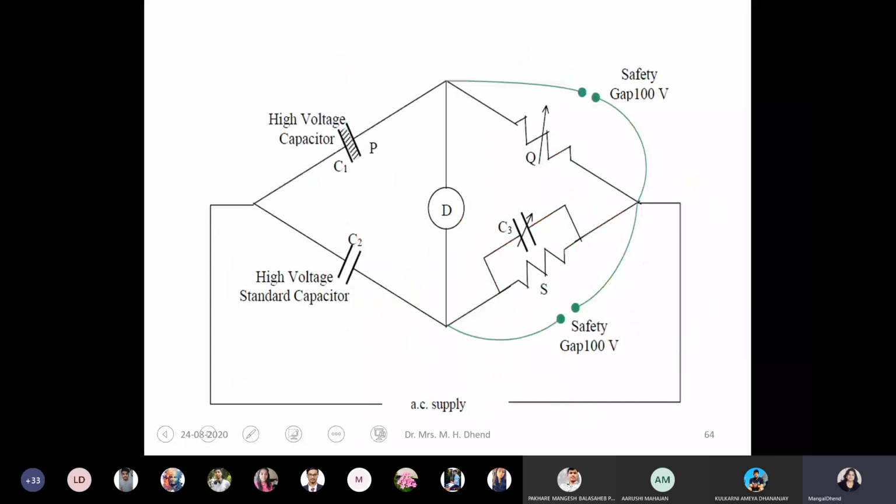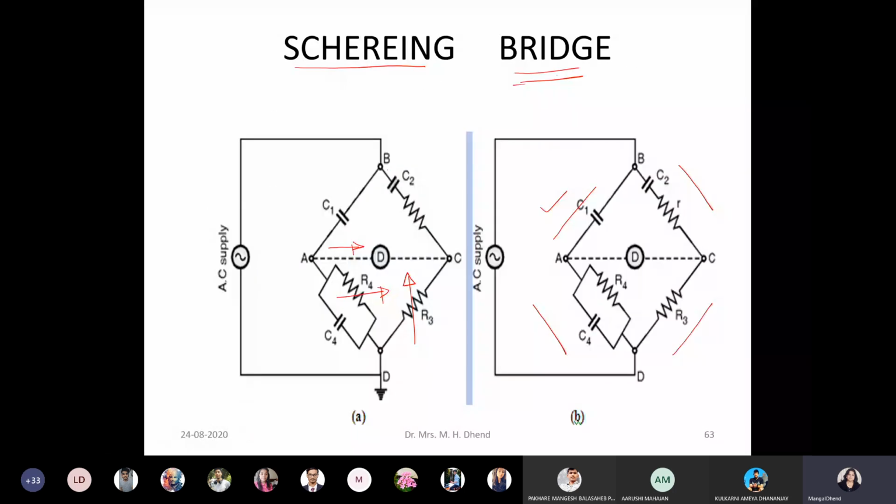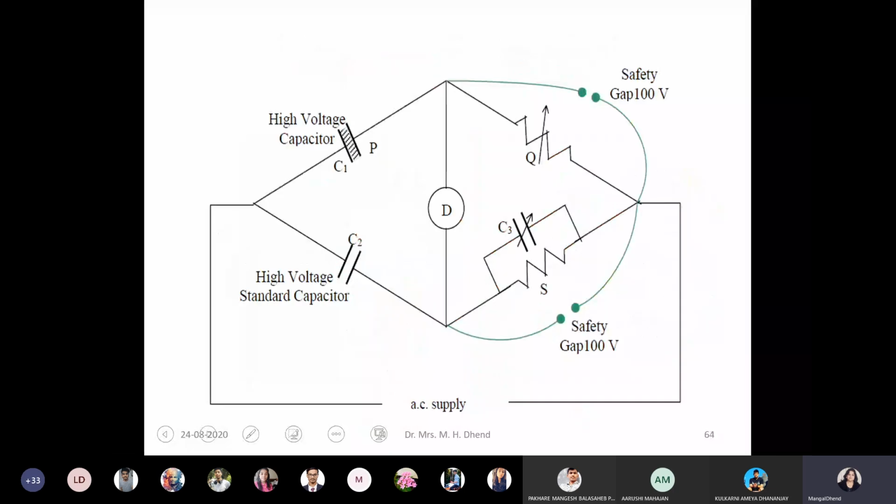Here, the Schering bridge, now I will consider this. If you see a number of books, the diagrams are different. This diagram is shown with variation, so take care. And if a problem comes, it may come with different diagrams. So you have to be habituated to the different diagrams.